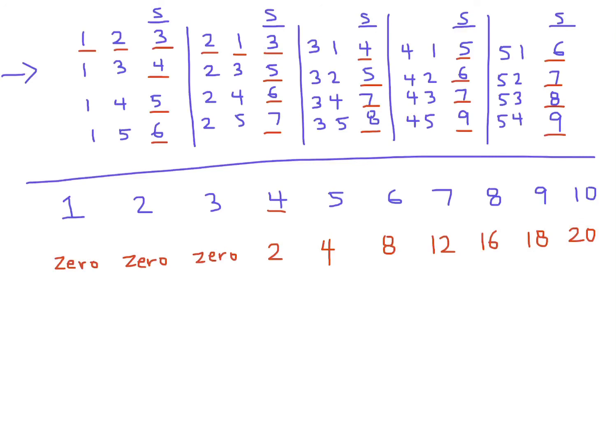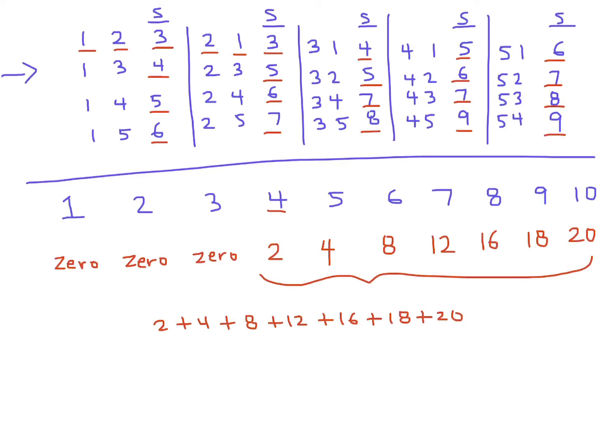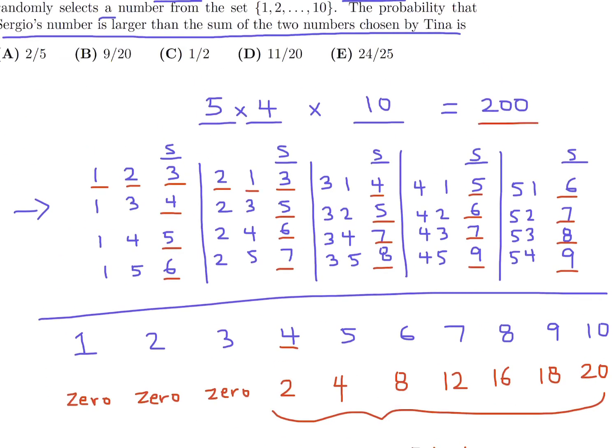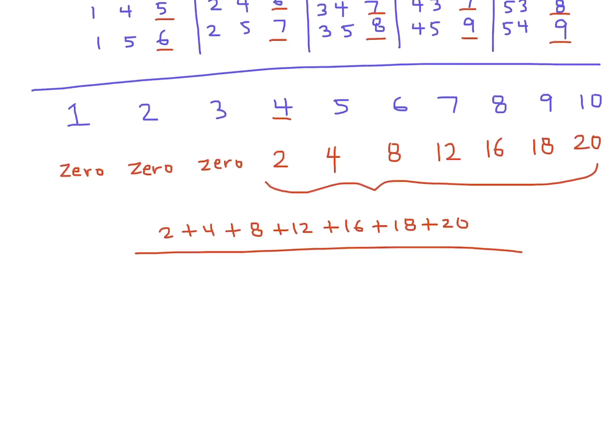So how many selections are possible? Well, you got to add all these up, right? So you got 2 plus 4 plus 8 plus 12 plus 16 plus 18 plus 20. These are the ones that satisfy our criteria. And the total, remember, was 200. How many total scenarios, total variations?